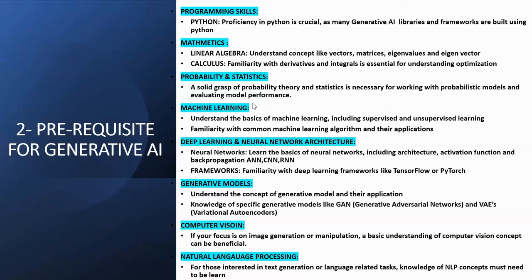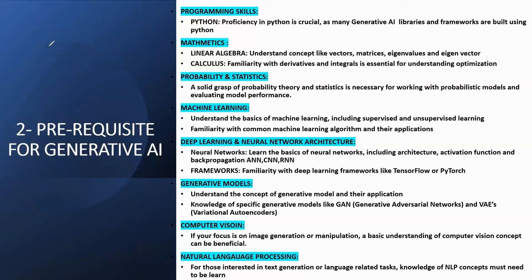Second, machine learning, because this is a building block for everything. Understand the basics of machine learning, including supervised and unsupervised learning, and be familiar with the common machine learning algorithms and their applications. So these are the prerequisites. If you go into deep learning and neural networks, ANN, CNN, and RNN are a must. Once you complete these three things, then step into Gen AI.